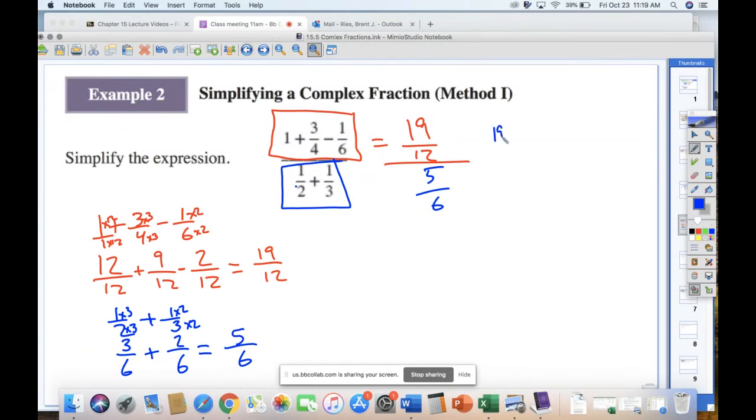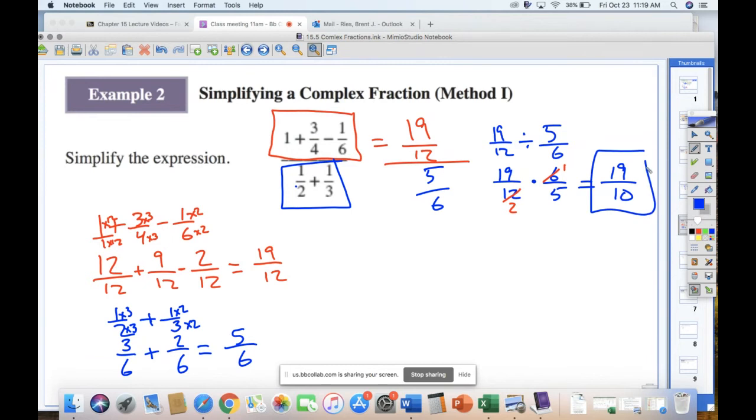Well, I want to write this horizontally to divide, because I don't know how to divide when it's just stacked like this, but I do know how to horizontally divide. Keep, change, flip. Keep 19 twelfths, change divide to multiply, flip 5 sixths to 6 fifths, and I notice some things reduce. 6 and 12 is going to reduce to 1 and 2. 6 goes into 12 two times. And then I multiply, 19 times 1 is 19, 2 times 5 is 10.